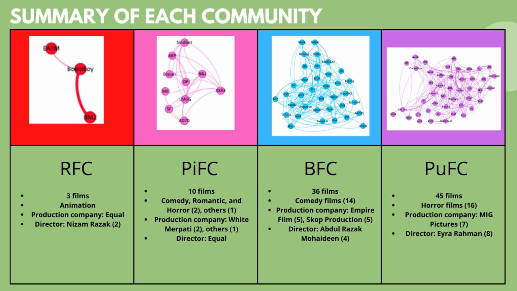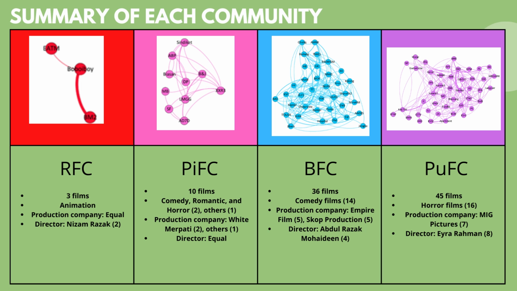Next community is in blue, named BFC. It has 36 films with the highest weight of 2. Most of BFC films are comedies, with the top production companies being Empire Films and Scope Production. Each has 5 films. As well, it has the most films directed by Abdul Razak Mohidin.